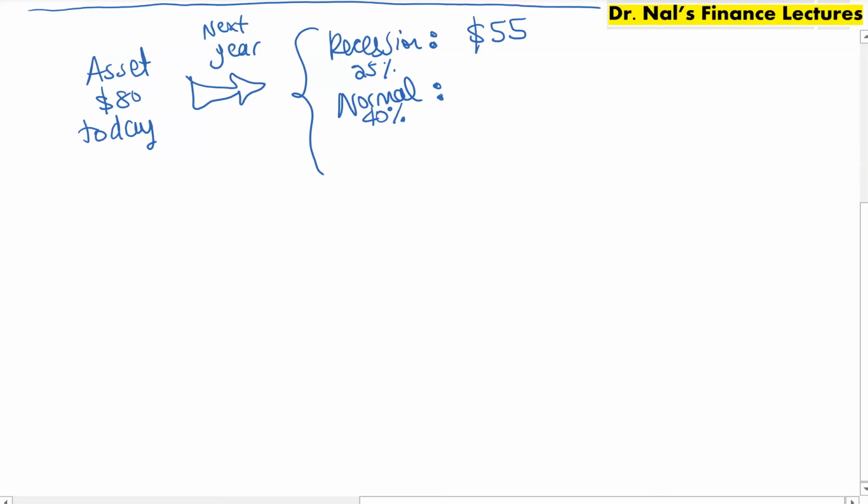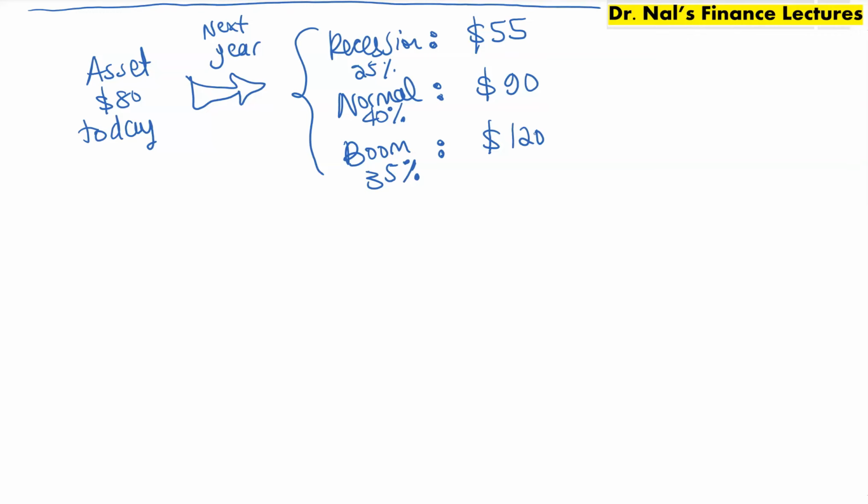There is a 40% chance there will be normal economic conditions under which the asset will go up in value to $90. And finally, with a 35% chance, there will be a boom in the economy during which our asset will rise in value to $120. Now the question is, what is the expected return of this asset?